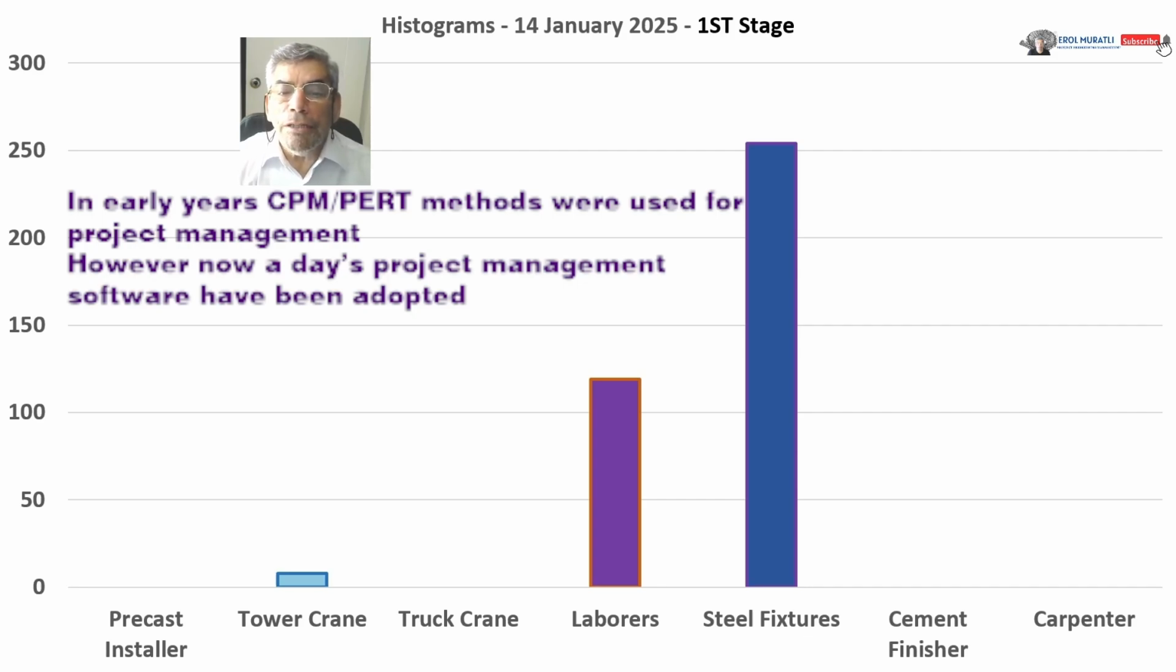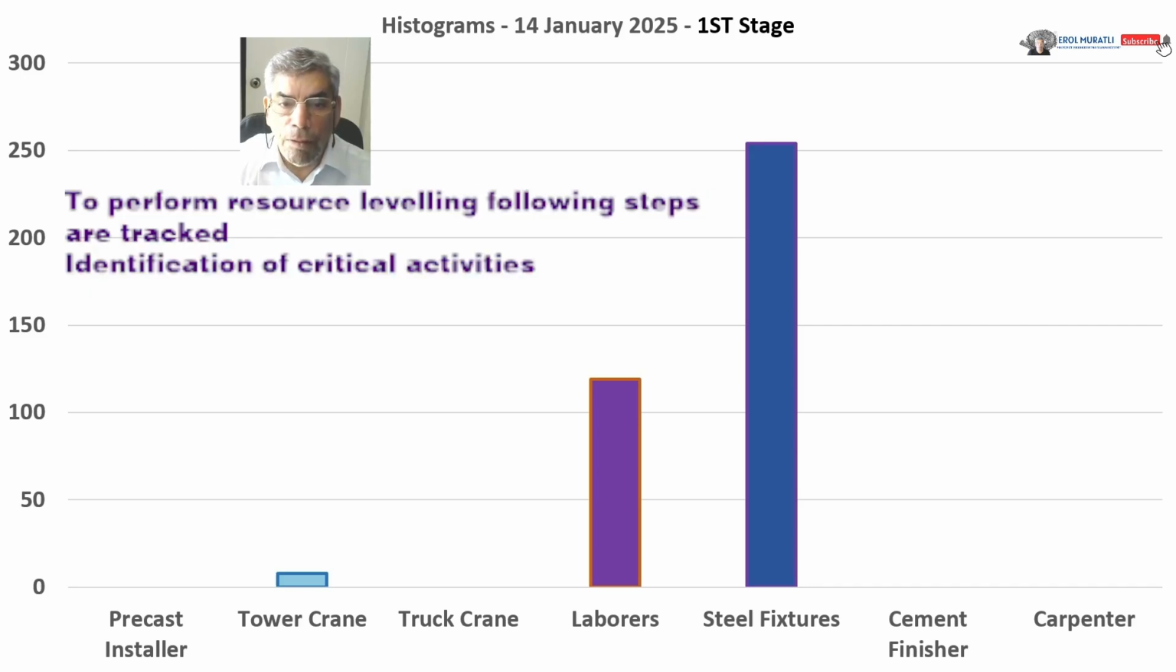In early years, critical path method and PERT methods were used for project management. However, nowadays project management software has been adopted. To perform resource leveling, the following steps are tracked.